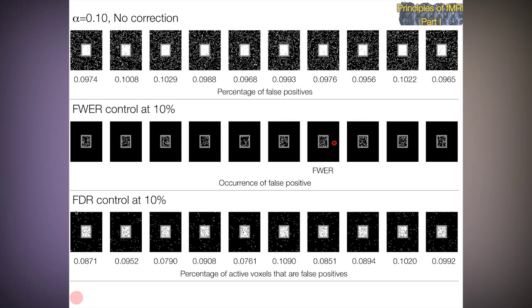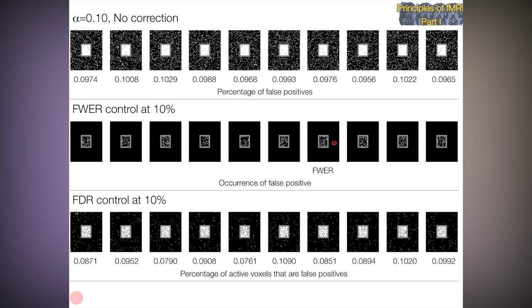Let's look at what happens when we control the family-wise error rate at 10%. So that would be p is less than 0.10 corrected for multiple comparisons across the image. When we do that, what we should see is 1 in 10 maps should show any false positive anywhere. And indeed, that's what we see. Only 1 in 10 maps, there it's in map number 7, shows some significant activation outside the activated area. So that's circled in red.